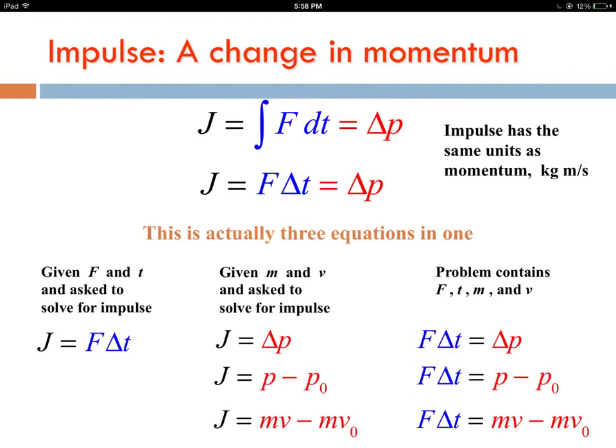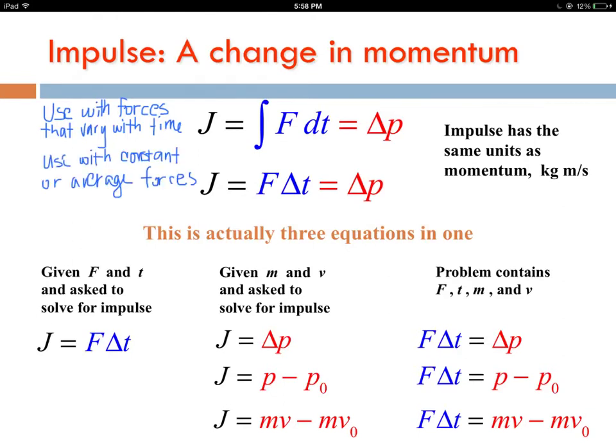Now, the first equation you want to use when you have a force that varies with time, meaning that you have a function of force. The second one you want to use with constant or average forces. But depending on the information that you have, this can actually be used as three different equations. So down here at the bottom, you have one equation if you are given force and time and you're asked for impulse. The second equation is if you're given a mass and velocity and you're asked to solve for impulse. Again, a change in momentum. Now the third one is probably the most useful. You can find a relationship between force, time, and change in momentum, or impulse.